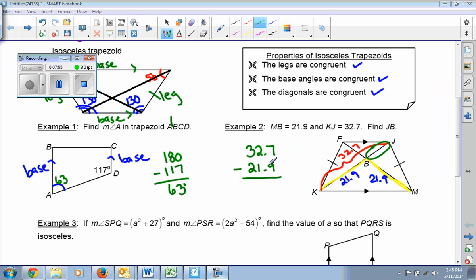Okay, so 32.7 minus 21.9, what'd y'all get? 10.8. Sweet.